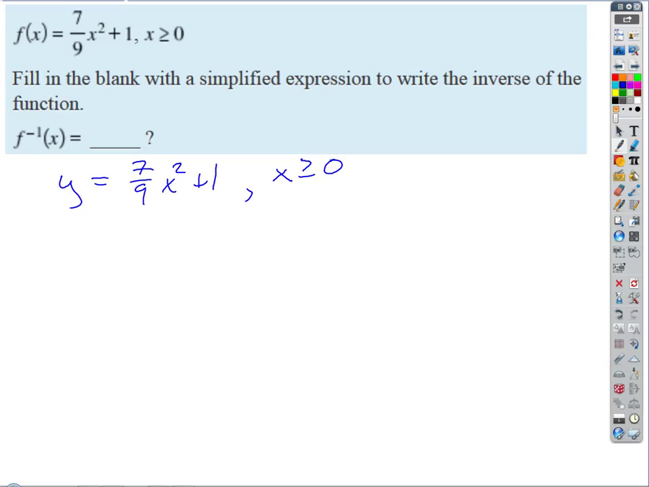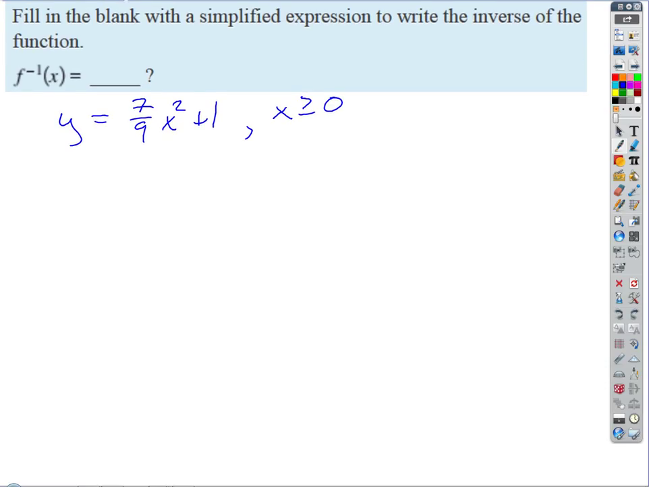Okay, so then the recipe for finding an inverse is just to switch x and y. And remember, that's what it means. When we find the inverse of a relation, literally all we are doing is exchanging the domain and the range. So we really are just changing x and y. So then we'll flip these around. I'm going to put this guy over here and that guy over there because we're going to be solving for y. So 7/9 y squared plus 1 equals x.